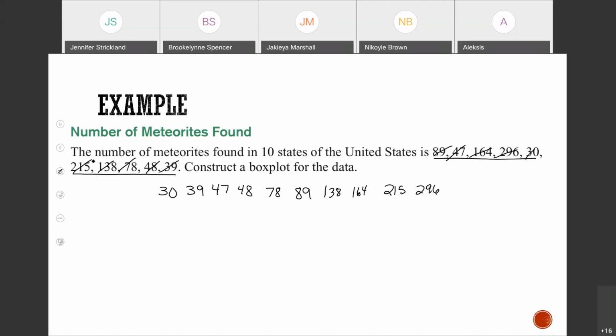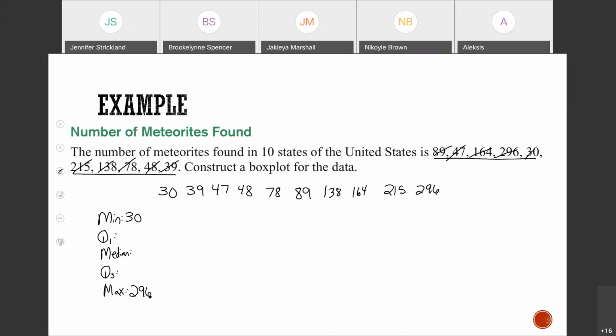All right, and then remembering that I have to do my 5-number summary, I'm going to have to find the minimum, Q1, the median, Q3, and the maximum. So minimum and maximum are fairly easy, right? Especially if they're in order. You can see that the smallest value is 30. And the biggest value is 296. So those two should be easy.